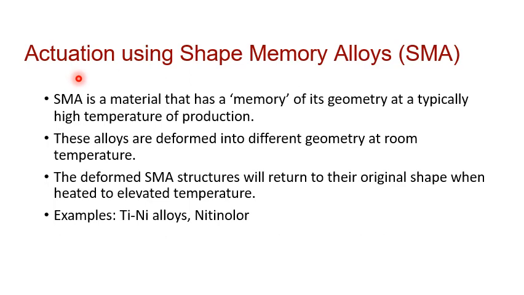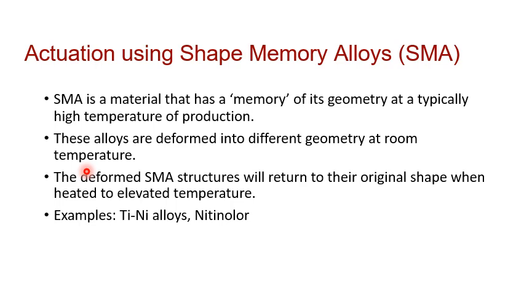The next kind of actuation is based on shape memory alloys or SMA. So a shape memory alloy is a material that remembers its geometry at a high temperature of production. So for example, consider an alloy. It has a particular shape at a temperature of capital T. So this alloy will deform into another geometry or shape at room temperature.